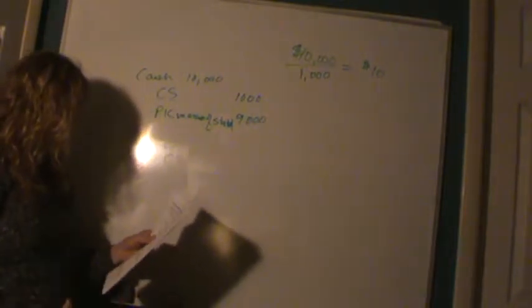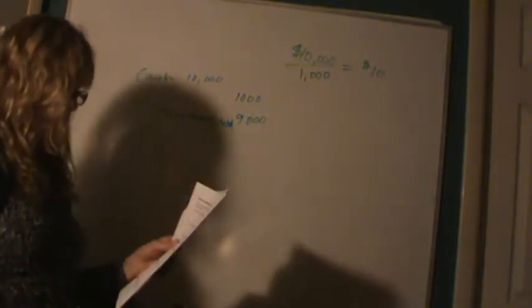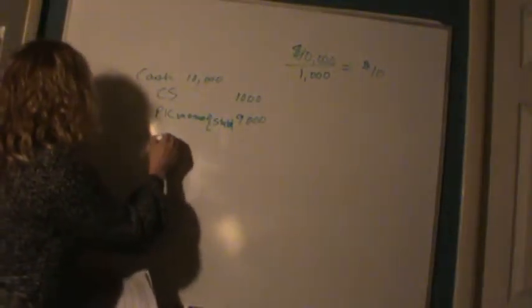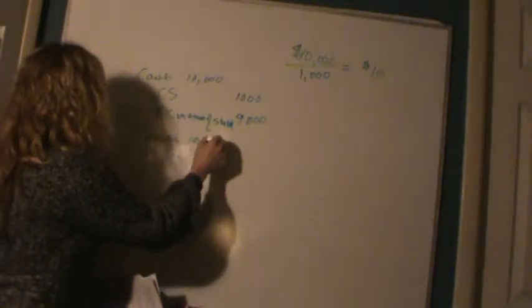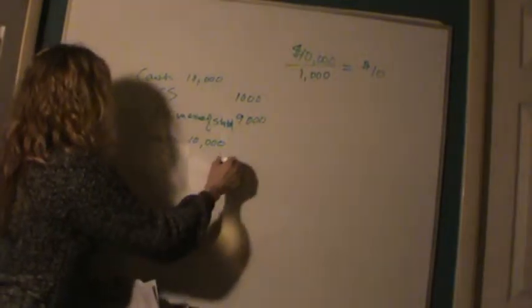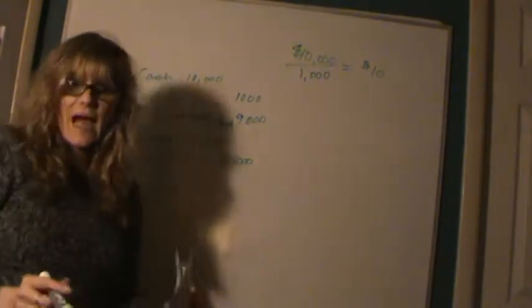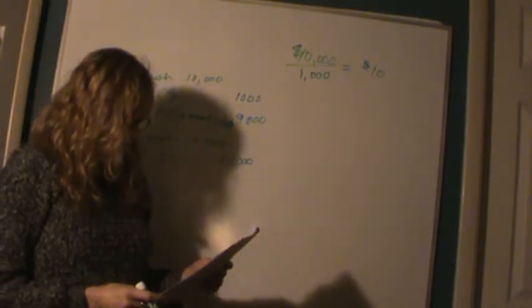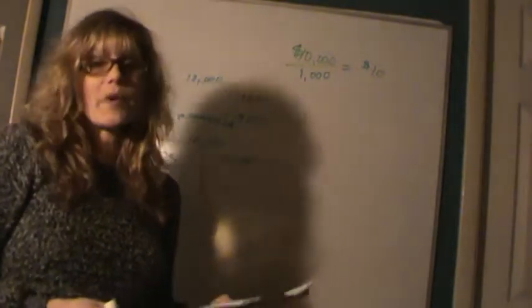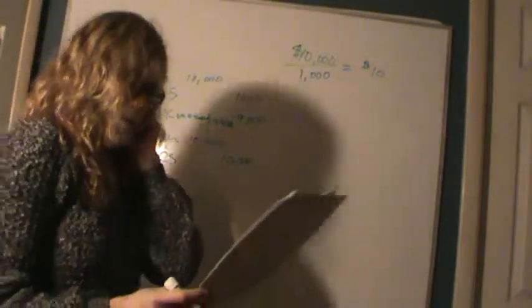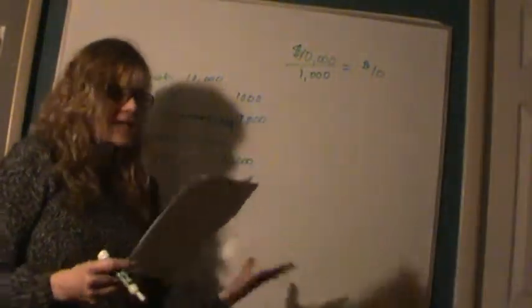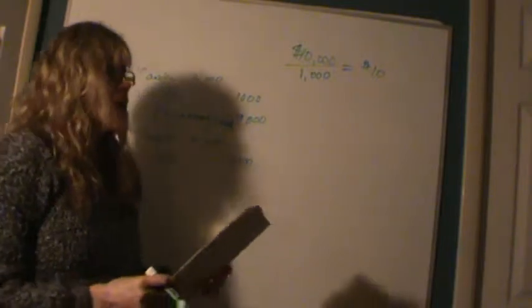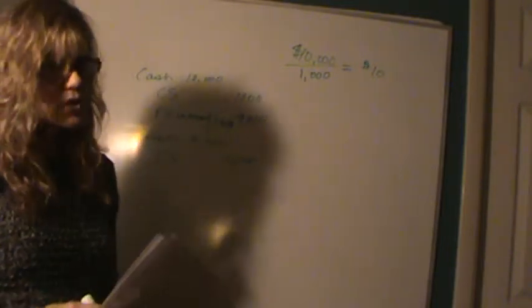Next one, stock had no par or stated value and was issued for $10,000. We're going to go ahead and debit cash for 10,000, and go ahead and credit common stock for 10,000. The next one, the stock had a par value of $1 per share and was issued for equipment worth 10,000. Well, in this case, it's a non-cash transaction, right? So we need to put it into a cash equivalent.